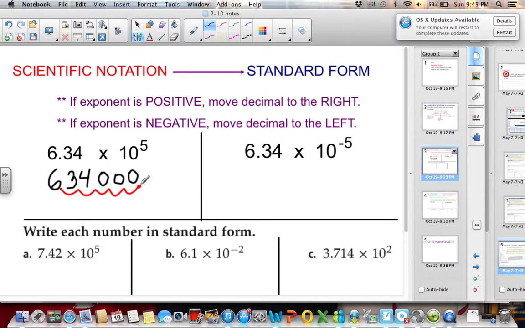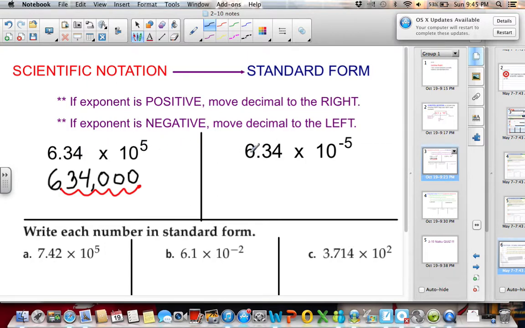So now my new number is, and I can put in my commas, 634,000. We don't have to keep our decimal because if we write a number like this, we don't need our decimal at the end of it. So 634,000 is the same as 6.34 times 10 to the fifth.